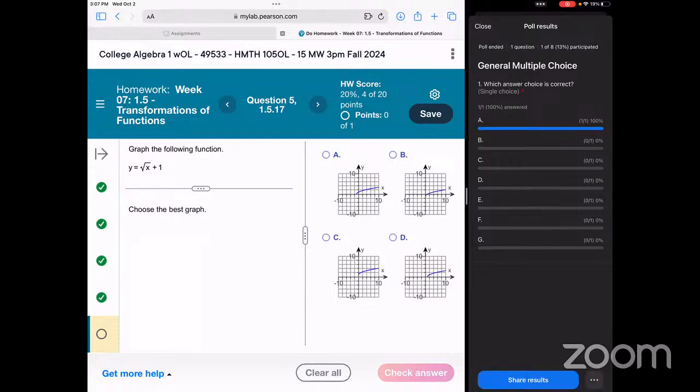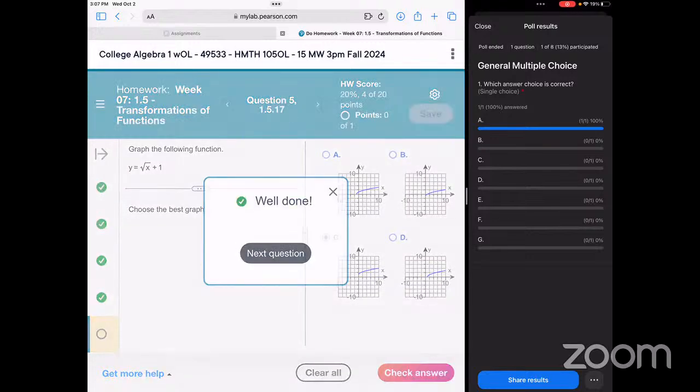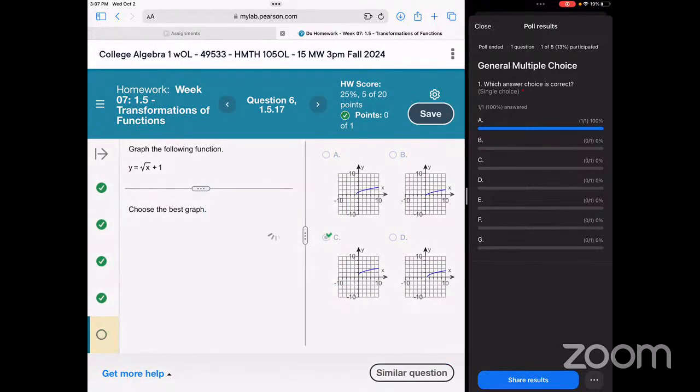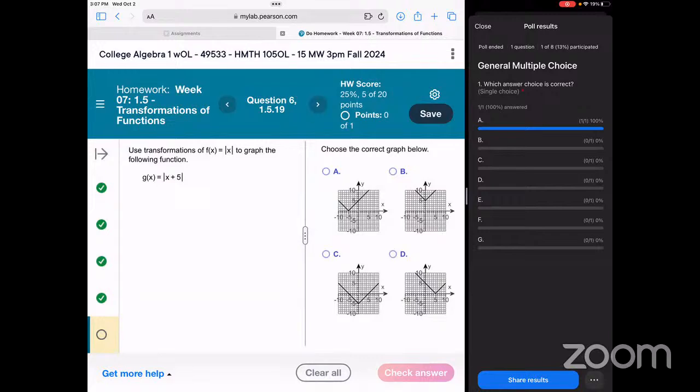So +1. Okay, I'm going to go with this result. All right. So give this one a go. Relaunch.